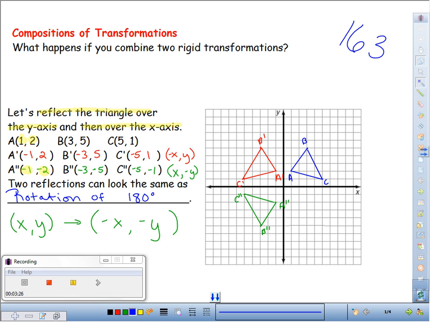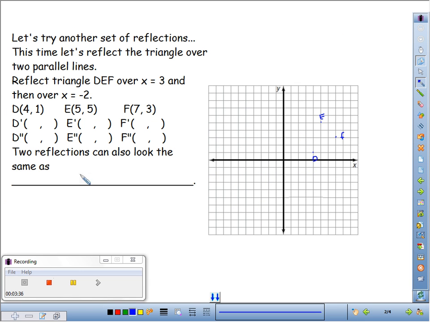Okay, so if I reflect over the y and then the x, it is the same thing as a rotation of 180 degrees. Let's look at our next example. So here I've got my new figure drawn for me. Let's connect my points.